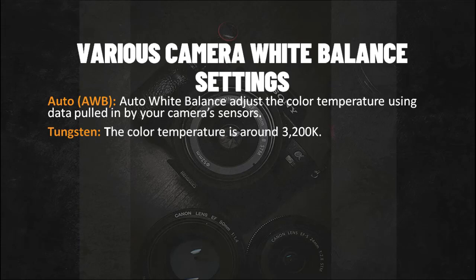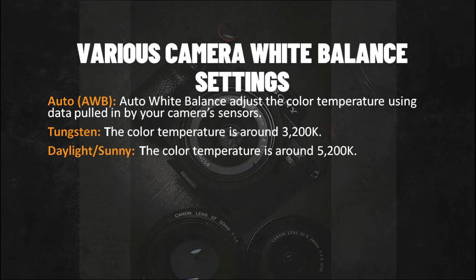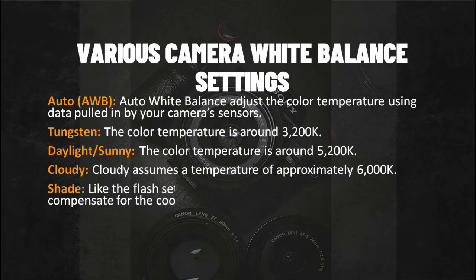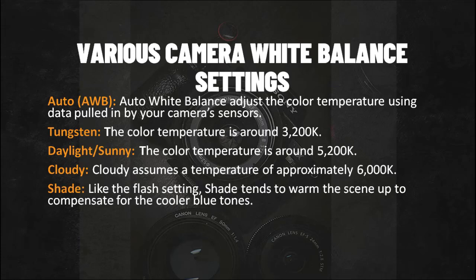And so you want to use the tungsten at a particular scenario or time that is suitable for your work. Daylight or sunny white balance, the color temperature is around 5200 K, and this helps to balance the temperature at the daylight, so you can have white colors appearing white. The cloudy white balance shoots at 6000 K, and when you shoot at 6000 K, you'll be able to have that white appearing white under the cloudy environment.